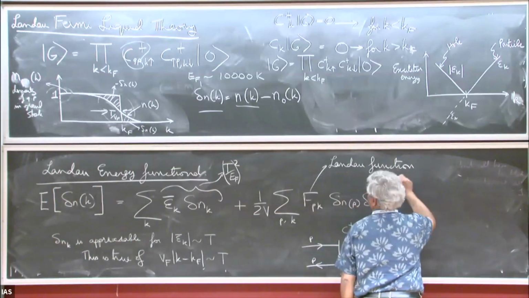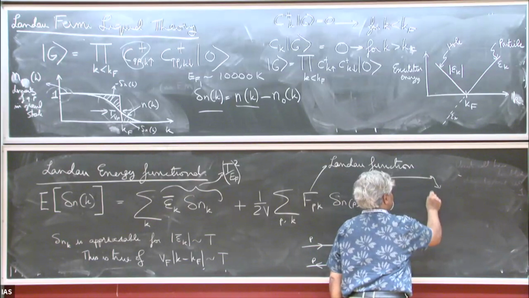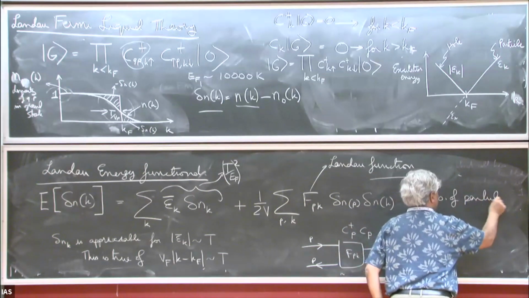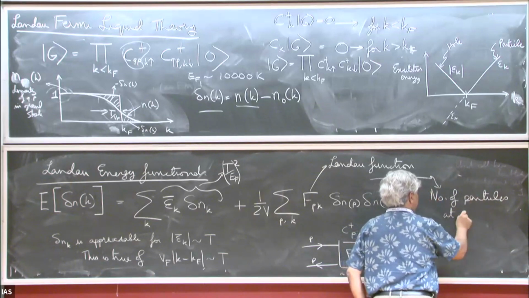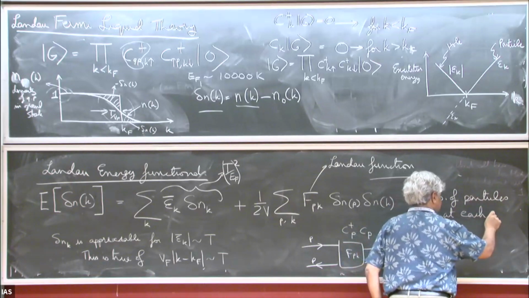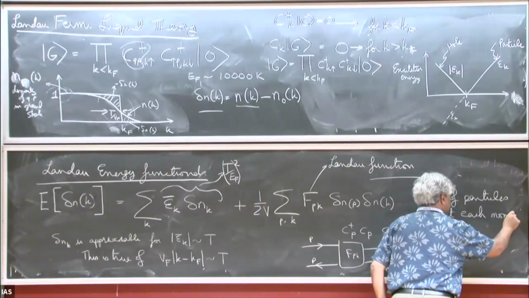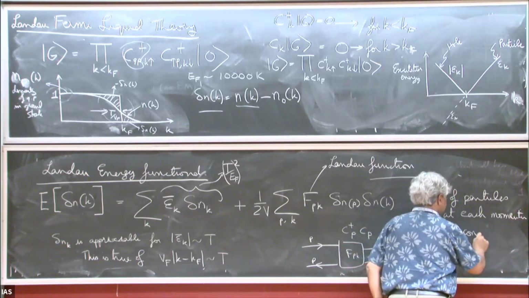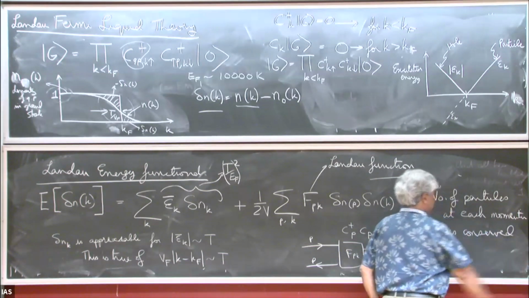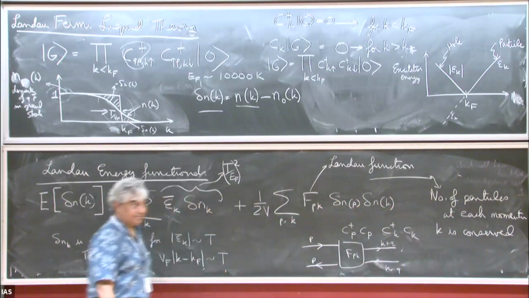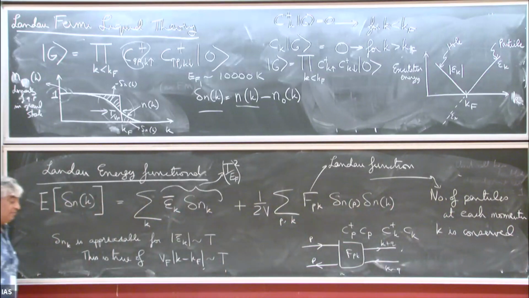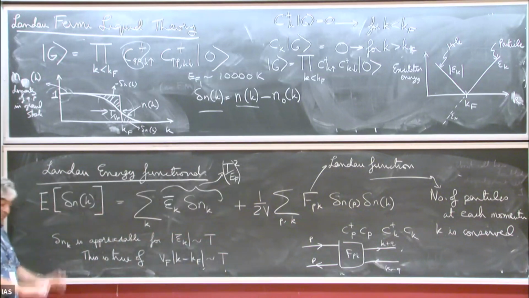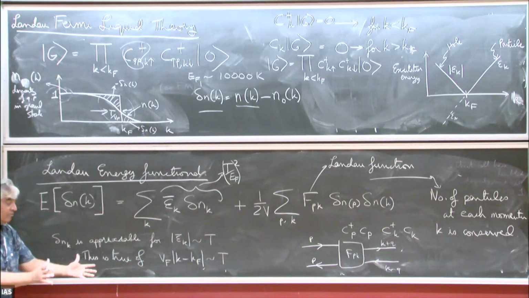So the important property of this is that the number of particles at each momentum K is conserved. So we've got an infinite number of conservation laws that we didn't have before. What we had before in the Hubbard model was a conservation of the total number of particles.